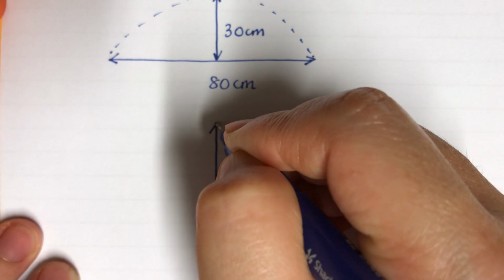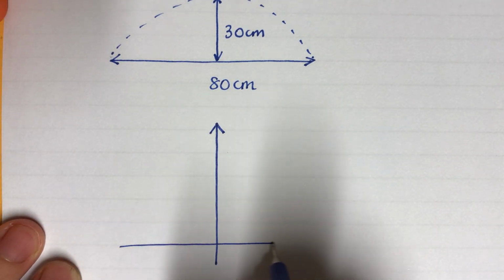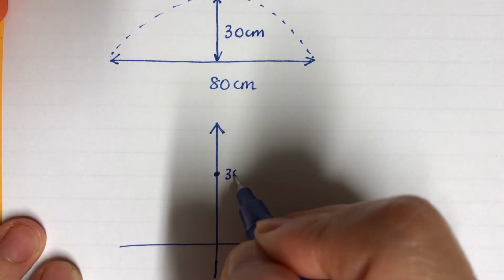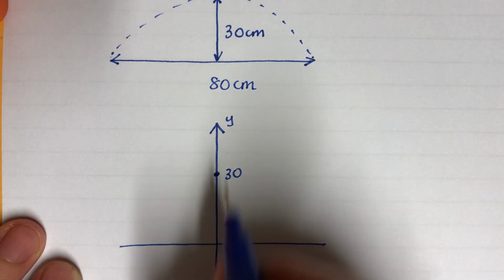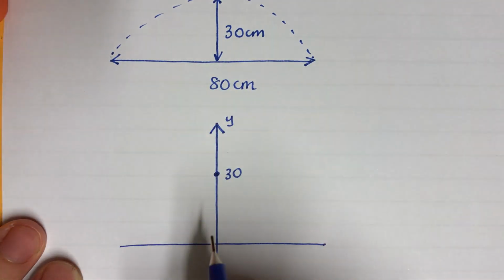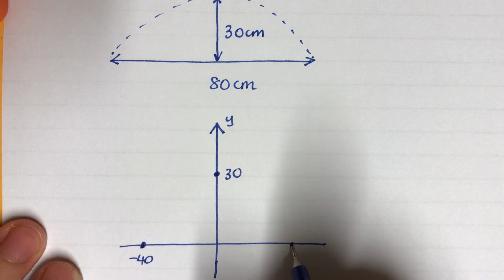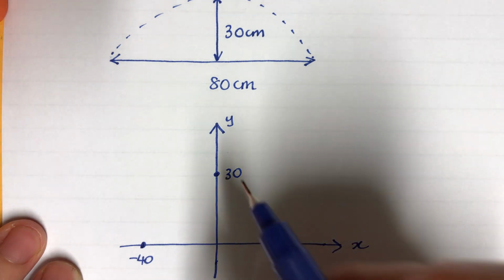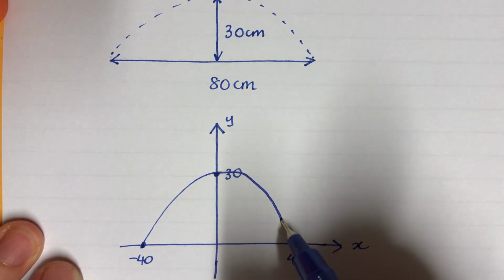So I will say this 30 is up here, y-axis, and then I'm going to halve this 80 centimeters into 40 and 40 here. So that looks like minus 40 here, 40 here, and then I'm going to make a parabola.